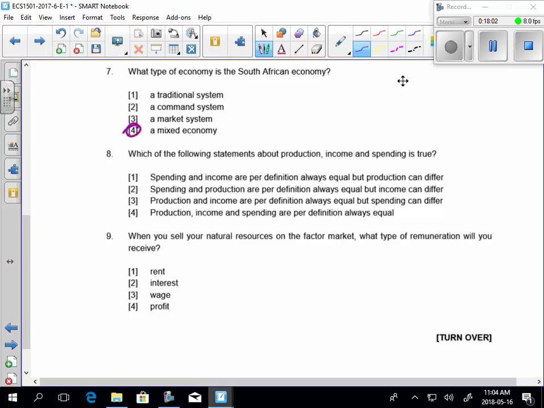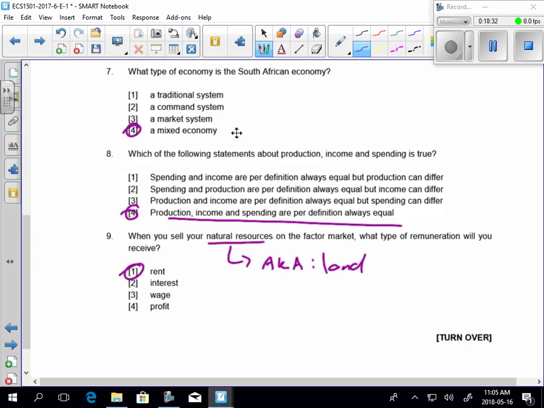Which of the following about production, income, and spending is true? Remember, production, income, and spending are always equal to each other, and they are occurring at the same time. When you sell your natural resources, what is that? Land. On the factor market, what type of income will you receive? Land earns rent. You need to know the different incomes for your different factors of production.